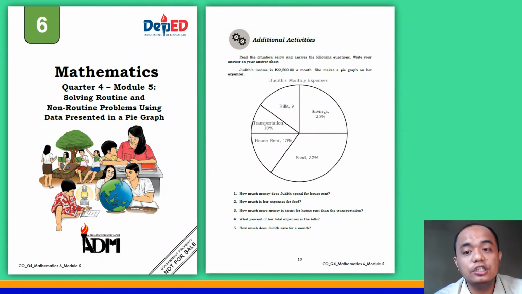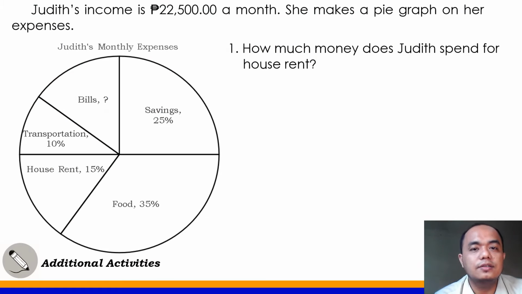Let's proceed to the additional activities. So, same pa din, no? Yung ibinigay na pie graph, tapos this represents Judith's income of 22,500 pesos a month. She makes a pie graph on her expenses. So, yung mga expenses dito class, out sa 22,500 niya na monthly income. Number 1, how much money does Judith spend for house rent? So, ito yung house rent niya class, 15%.